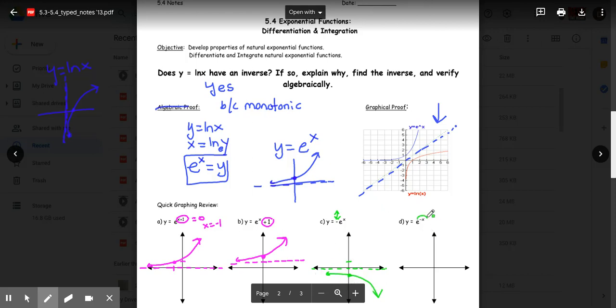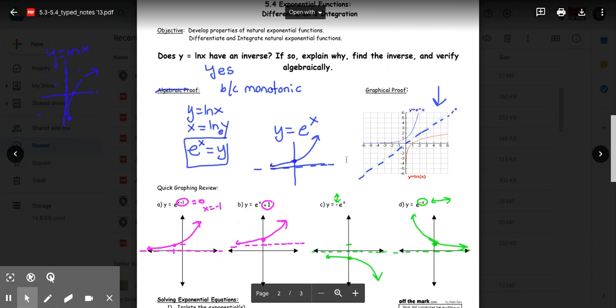And last but not least, this negative x in the exponent flips it left and right. So the asymptote stays the same, the point stays the same, but instead of increasing from left to right, this decreases from left to right. Okay? So there you go with that.